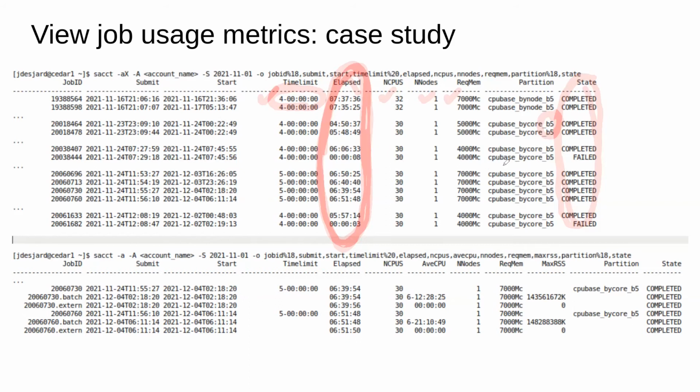Now, comparing the elapsed time to the time limit is a very accurate and precise measurement. We know exactly how much time jobs are requesting, and we also know how long they ran from their start and end time. What's a little bit more difficult to view in the scheduler, but there is some hint of it, is a record of the max RSS.